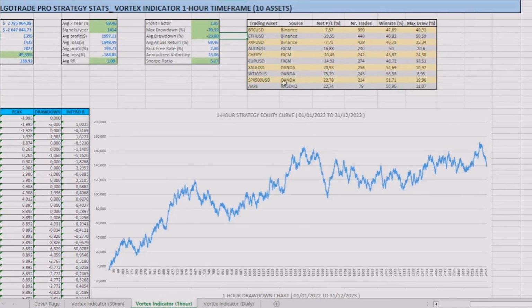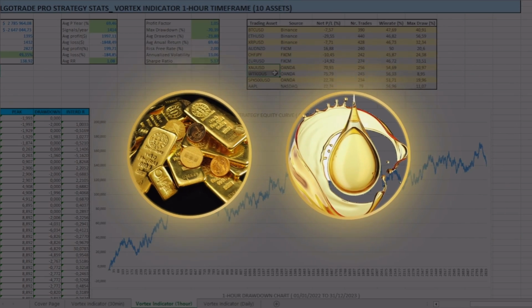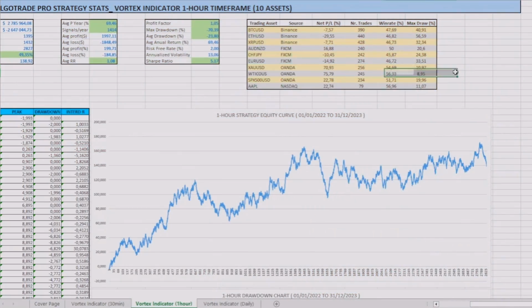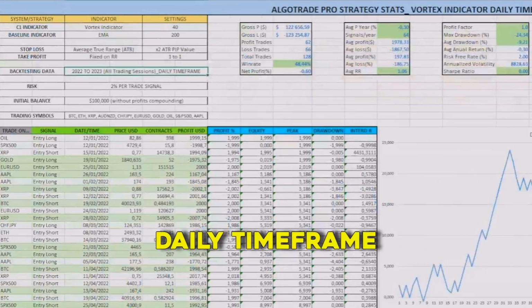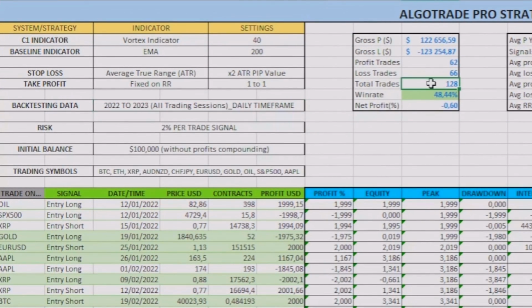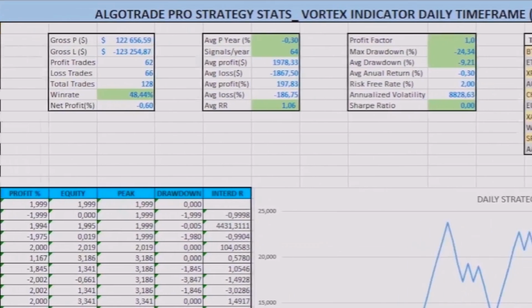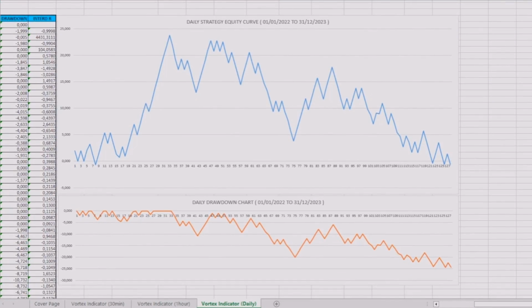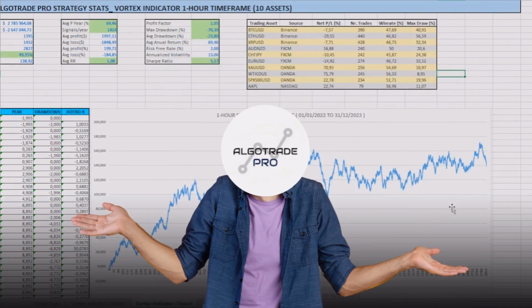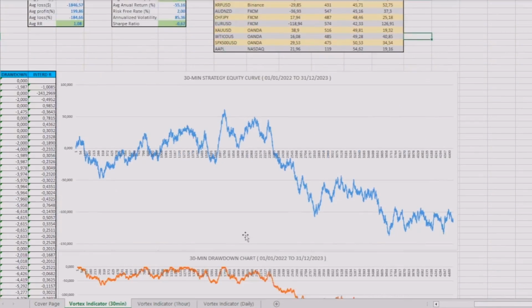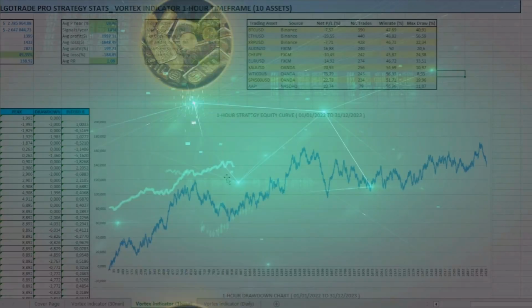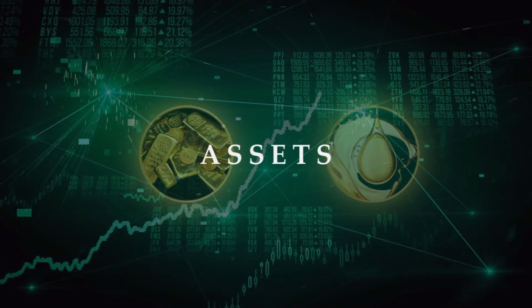Again, here you can check the individual results of each asset in this time frame, where the gold and the oil are the most profitable and with some consistency. And finally, on the daily time frame, after 128 trades, the indicator achieved a win rate of 48.44% and a break-even result, which can also be noticed when looking at the equity chart. So overall, this indicator in these conditions proved that it is not very consistent. Nevertheless, it seems that it is a good indicator for trading gold, oil and assets from the stock market.